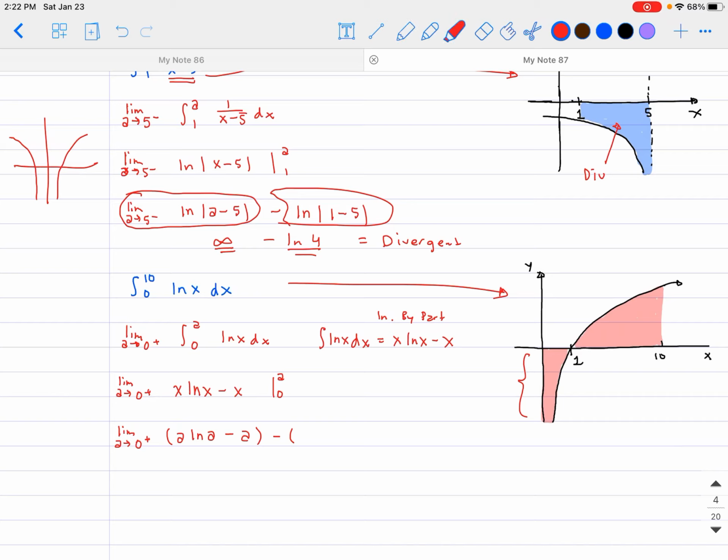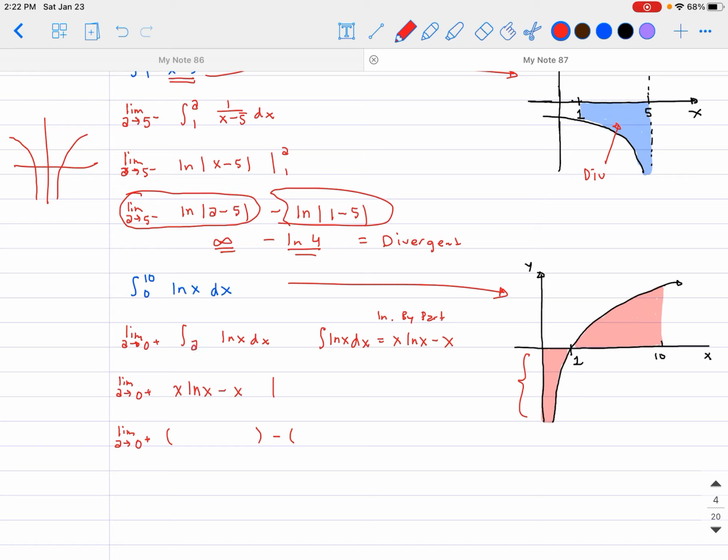Oh, actually, hold on. I've been messing up the entire time because the lower bound is supposed to be a, not the upper bound. So let me go ahead and make that small modification if it's okay. So change these guys, change these guys, change these guys. Change this over here. Sorry about that mistake.